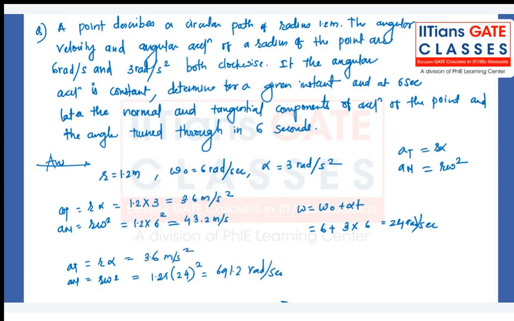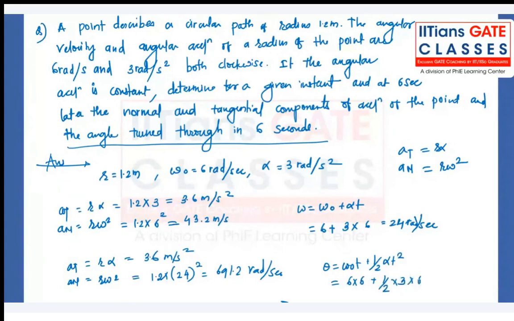Okay, what about this last point? The angle turned through in 6 seconds. Theta they are asking. What is the value of theta? S is equal to ut plus half at square, right? So omega naught t plus half of alpha t square. So omega naught is 6 into t, 6 seconds, plus half of alpha, which is 3, t is 6 square. So 6 multiplied by 6 is 36, plus 6 square is 36 divided by 2 is 18, 18 multiplied by 3 is 54. 54 plus 36 is 90 radian. So answer in this case is 90.